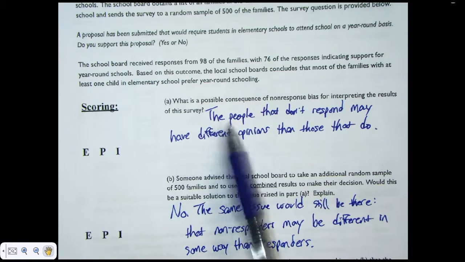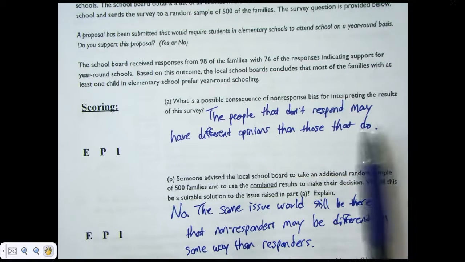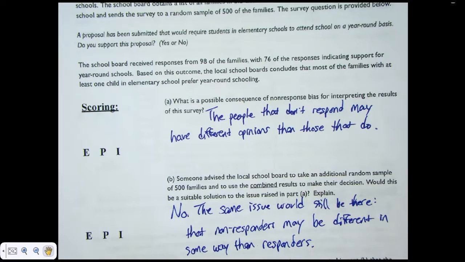The key thing you want to say is that the people that didn't respond might be different in some way than those that do. The people that are answering are different than the people that are not.